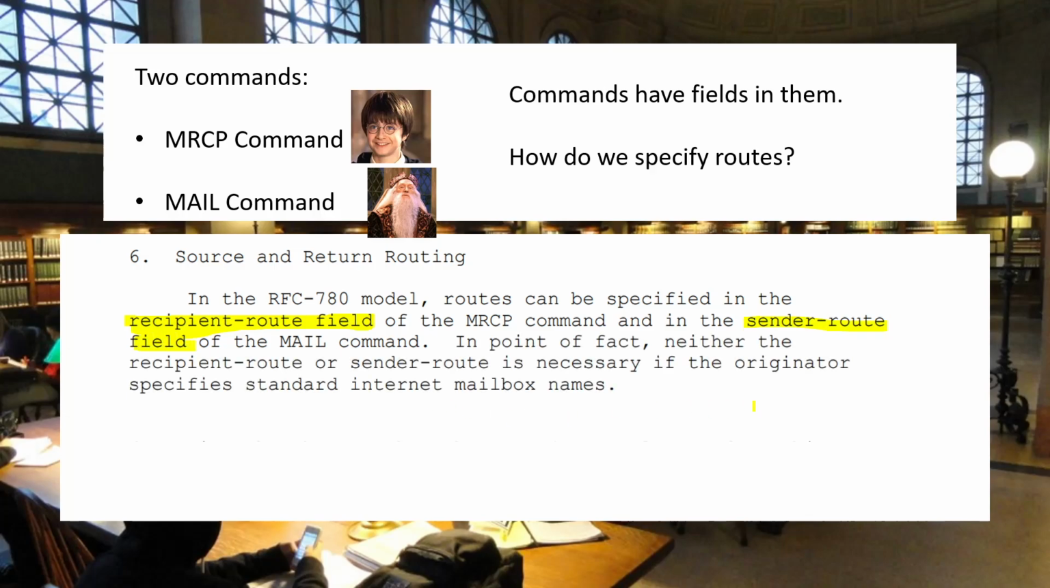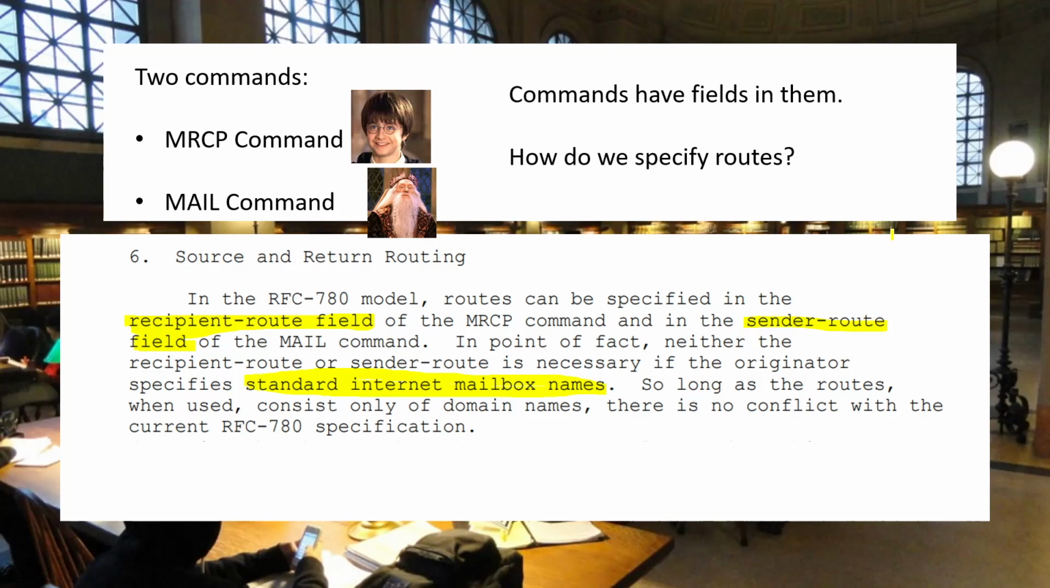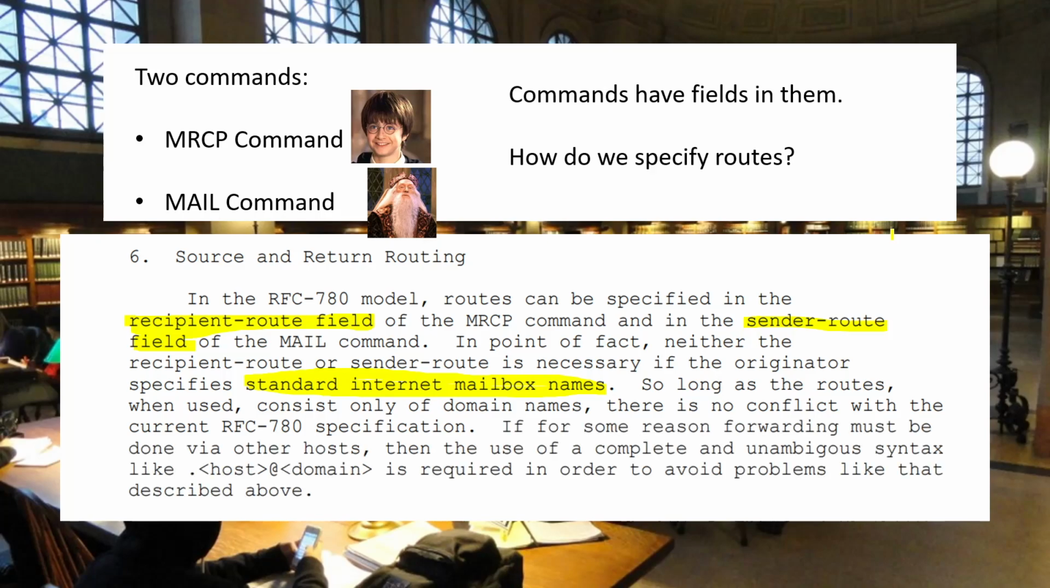In point of fact, neither the recipient root or sender root is necessary if the originator specifies standard internet mailbox names. So this whole paper really is just a big argument for these standard internet mailbox names. So long as the roots, when used, consist only of domain names, there is no conflict with the current RFC 780 specification. If for some reason forwarding must be done via other hosts, then the use of a complete and unambiguous syntax like user.host@domain is required in order to avoid problems like that described above.